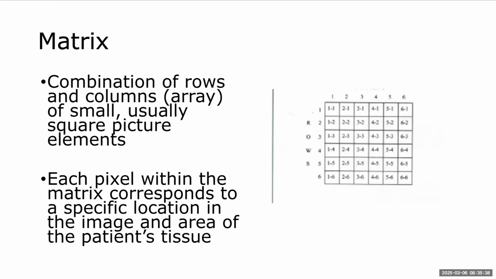So the matrix is the combination of the rows and the columns or an array. The pixel is the smallest element of the digital image. So each pixel within the matrix is going to correspond to a specific location in the image and an area of the patient's tissue.